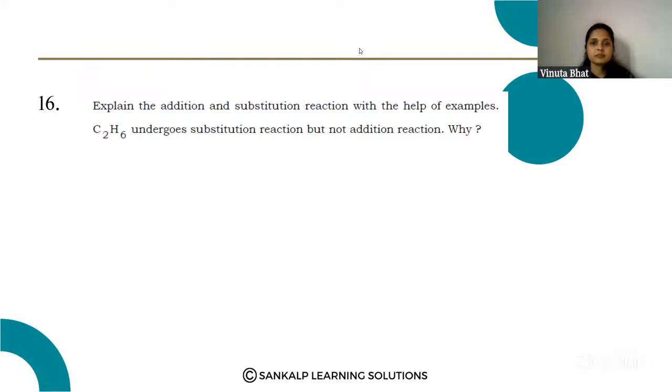Explain the addition and substitution reactions with the help of examples. C2H6 undergoes the substitution reaction but not the addition reaction. Why? Very important question.